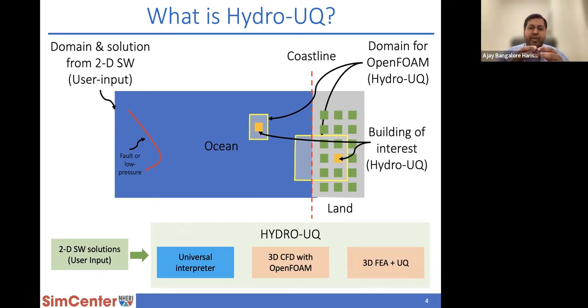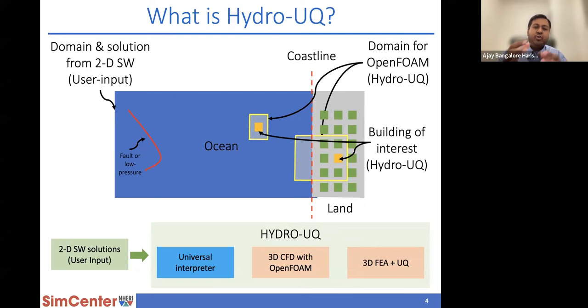So it gives you a universal interpreter: hey, here is my 2D shallow water solution. I took a fault zone and ran some 2D water solution using GeoClaw, for example. And I would like to use these GeoClaw solutions to look at the structural response on my building with much higher fidelity than what GeoClaw provides. What are the forces? How do these buildings deform? What is the structural response? Then essentially that is what HydroUQ does.